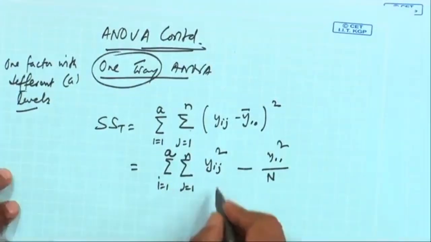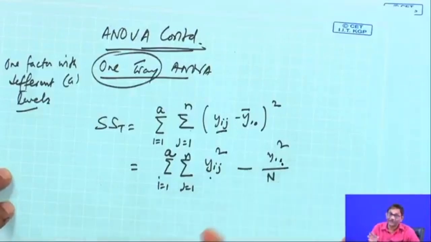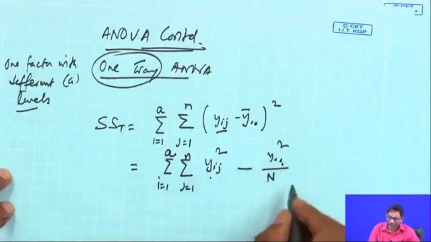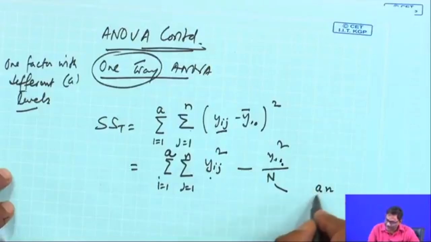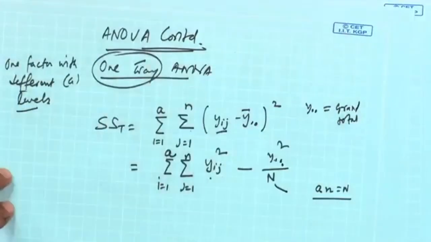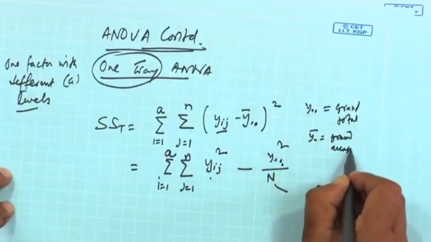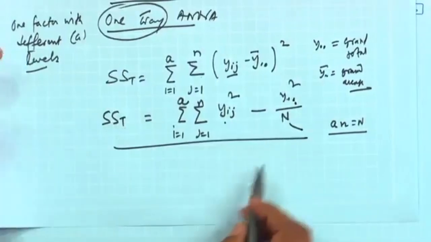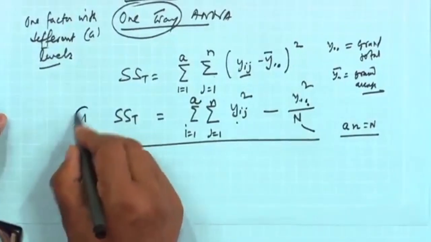Okay. So, what are the differences? y_ij, you know this y_ij, but what is y dot dot? y dot dot is the grand total, the total of all y_ij. What is N here in this case? I have a levels, each level n replications, so N equal to a n. And y dot dot divided by N is the grand average that I have discussed in the last class. So, this is the second form. If you use SST equal to this, it makes your computation easier. So, this formula we will use for SST.